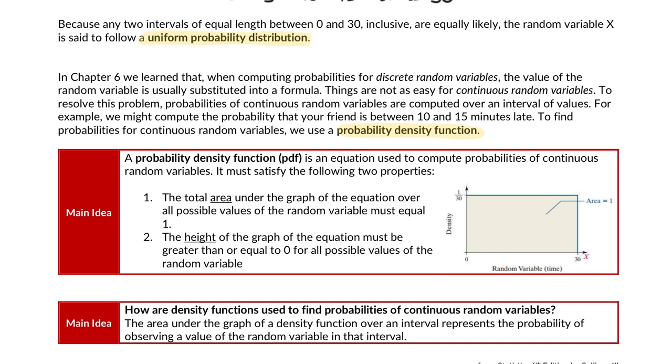A probability density function, called a PDF, not like a PDF document, okay, PDF, probability density function, is an equation that is used to compute probabilities of continuous random variables. It must satisfy the following two properties, which are going to sound very similar.